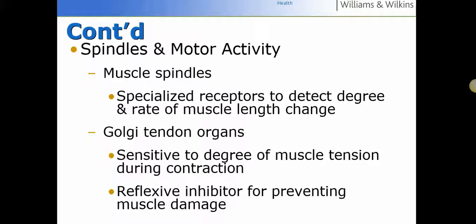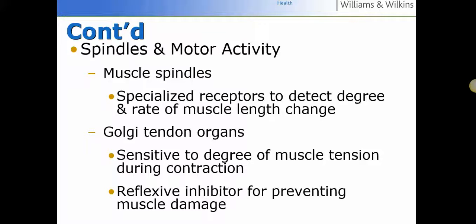Okay, now spindles and motor activity. Let's take a look at how actually the spinal cord communicates with the muscle and how it mediates a reflex or in general a motor movement. Now, as I said, muscle spindles are specialized receptors. Muscle spindles are also called intrafusal muscle fibers. They are specialized receptors to detect degree and rate of muscle length change. So whenever you stretch your hand, of course you're going to change the length of your muscle, and that change in length of the muscle is picked up by the muscle spindles.